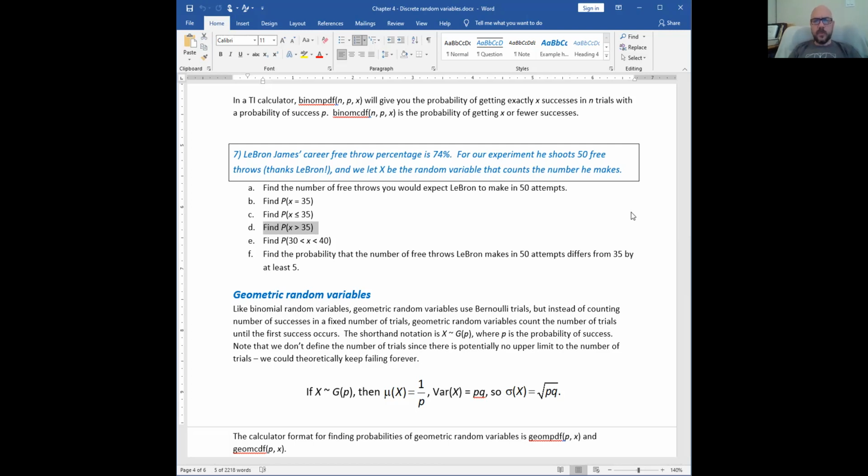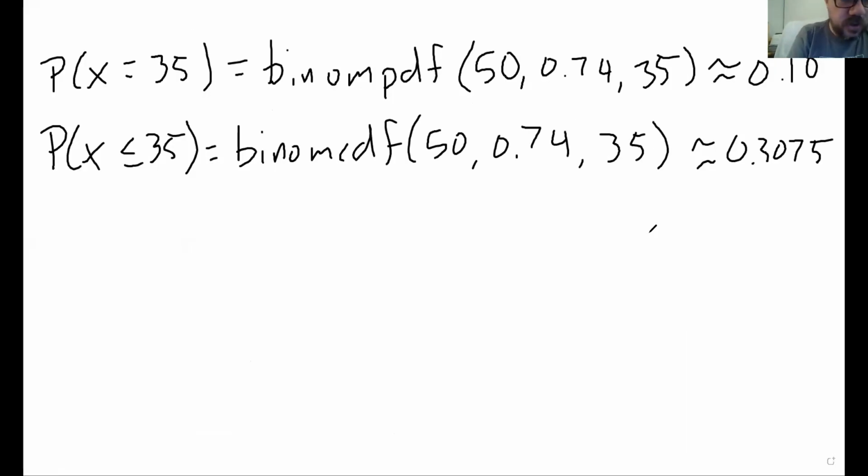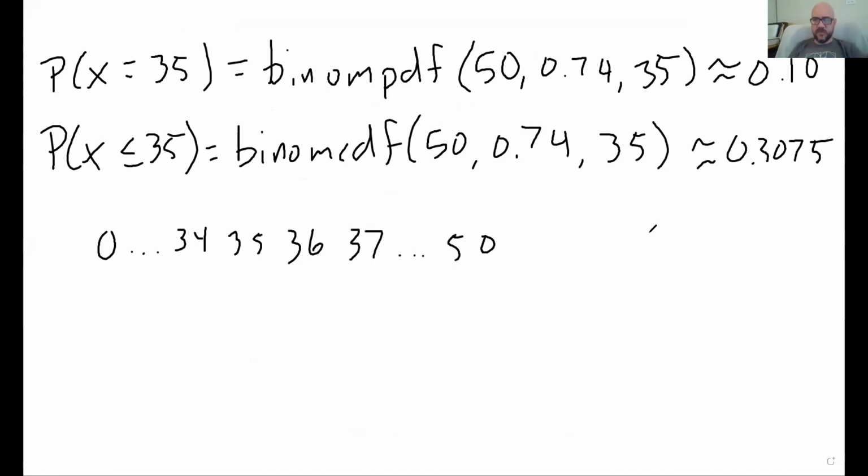So if I put the number of free throws that LeBron makes, so 0 up to 34, 35, 36, 37, up to 50. All right, I hope you'll agree that is an exhaustive list of the number of free throws that you could make in 50 tries. And I want to know, what's the probability of making more than 35? I didn't leave myself room here, but making more than 35. Well, what I want to do here is circle all of the outcomes that I am interested in.